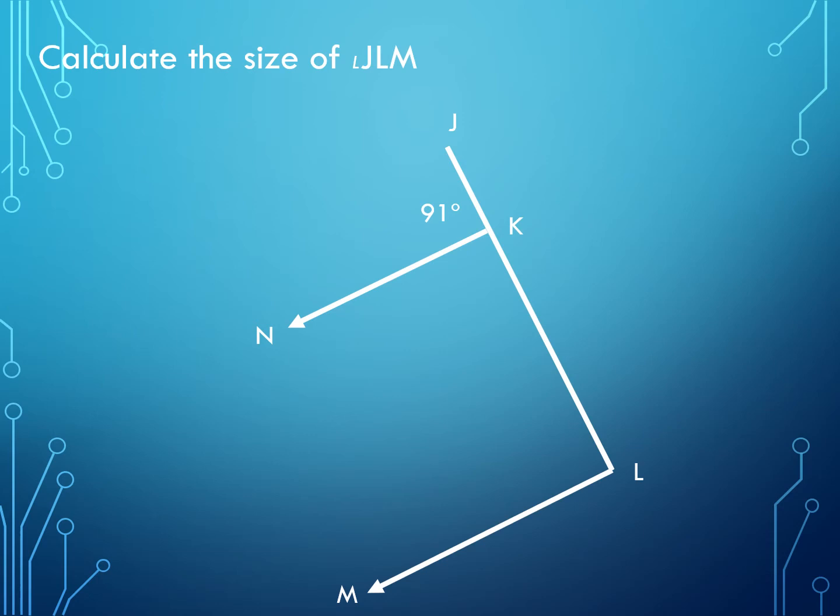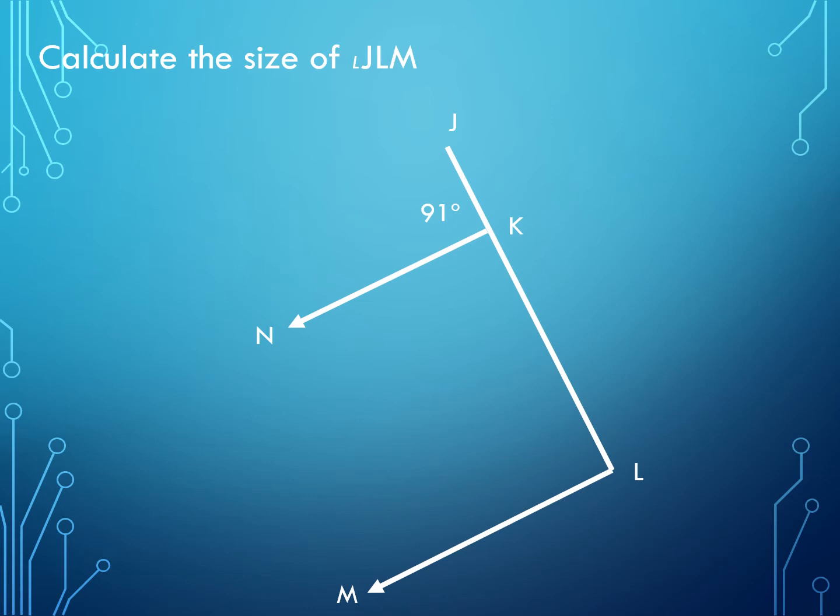If we look at this one, again, we've got this kind of upside down F shape. So we've got 91 degrees at angle JKN, and we want to find the size of angle JLM, so the one down the bottom corner. And so because we know the top one is 91 degrees, we know that bottom one must also be 91 degrees.